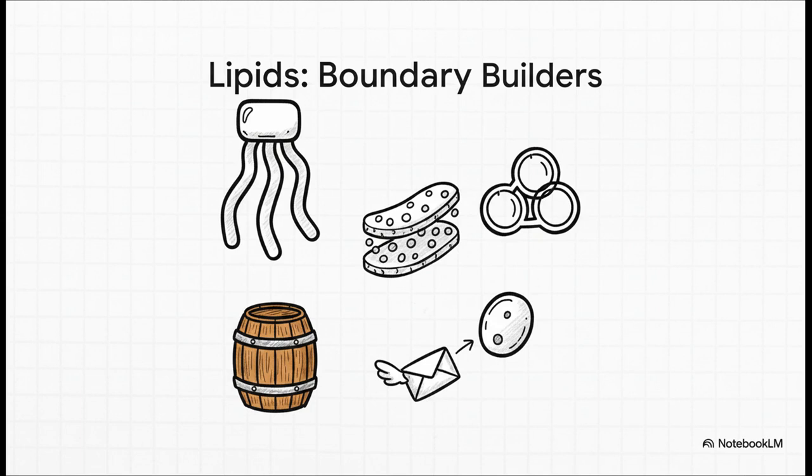Lipids are a super diverse bunch. You've got fats for long-term energy, phospholipids that create the membrane around every single one of your cells, and even steroids like cholesterol that act as powerful messengers. Let's be clear, without lipids, we just wouldn't have cells, period.